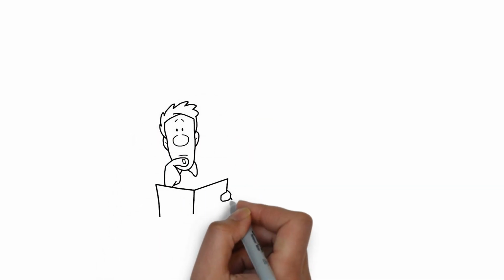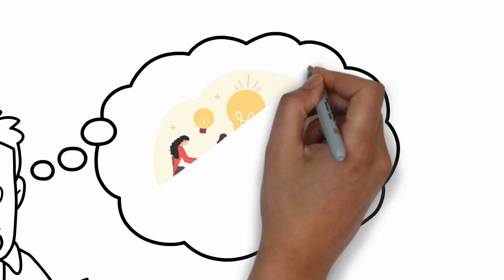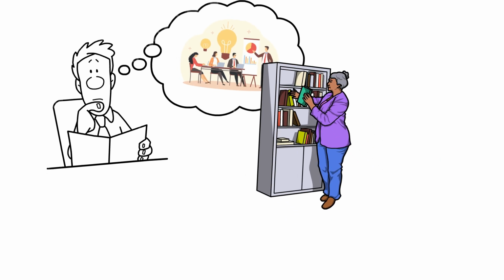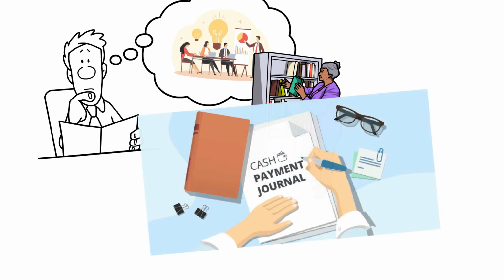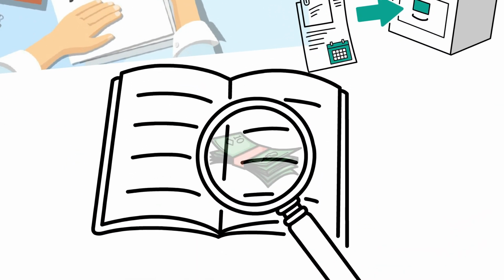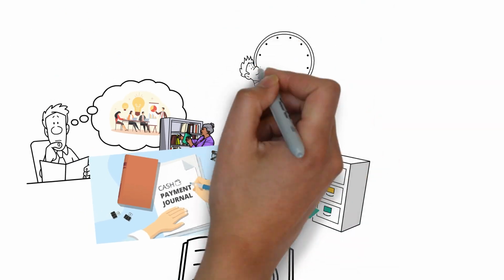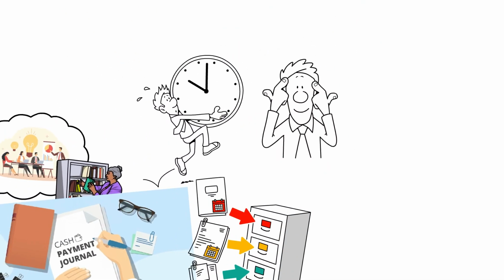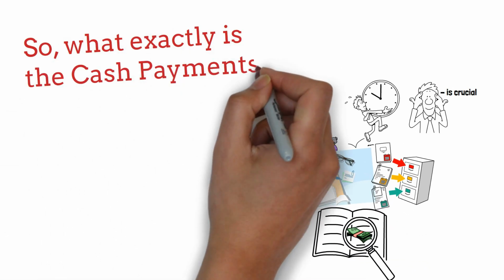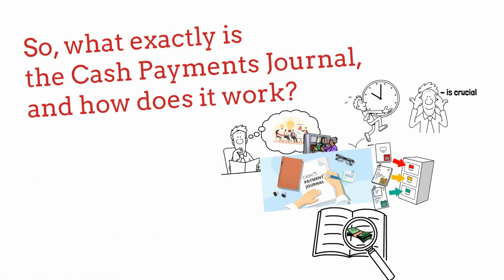Have you ever wondered how companies keep track of their cold, hard cash? It's not some secret ledger hidden away. No, it's all in the cash payments journal. Think of it as a financial diary, where every dollar spent gets its own page. In today's fast-paced business world, understanding this journal is crucial. So, what exactly is the cash payments journal, and how does it work?